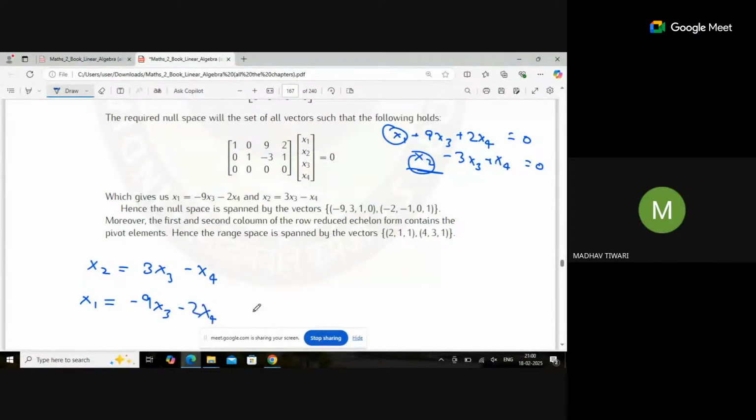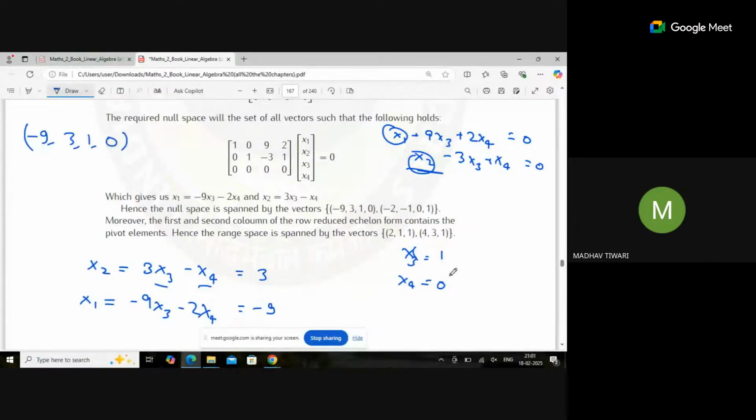Now we have two free variables, x3 and x4. In my first case I will give x3 value 1 and x4 value 0. So I got the x2 value as 3 and x1 value as minus 9. So the vector is minus 9, 3, 1, 0.